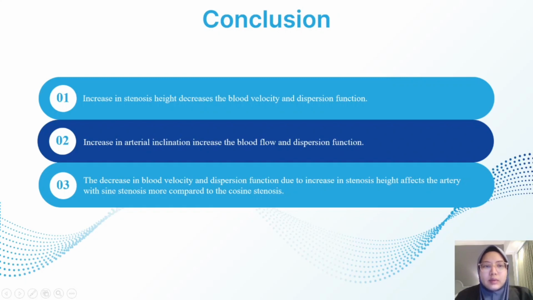Okay, next is the conclusion. Firstly, the increase in stenosis height decreases the blood velocity and dispersion function. Second, an increase in arterial inclination increases the blood flow and the steady dispersion function. And thirdly, the decrease in blood velocity and dispersion function due to the increase in stenosis height affects the artery with sine stenosis more compared to the cosine stenosis.